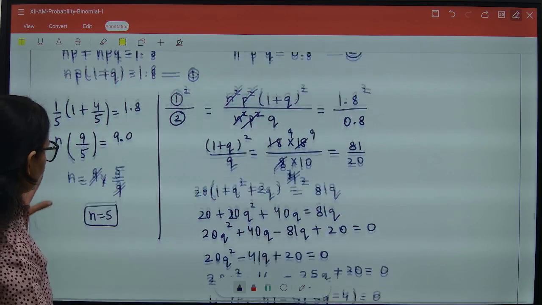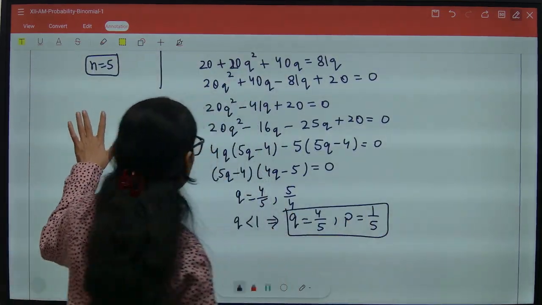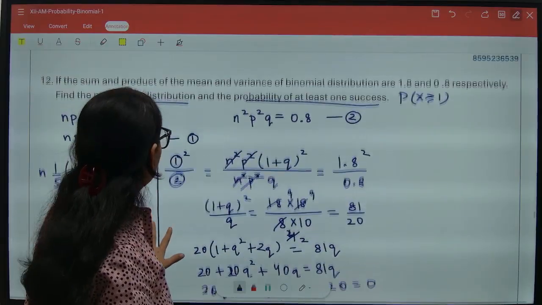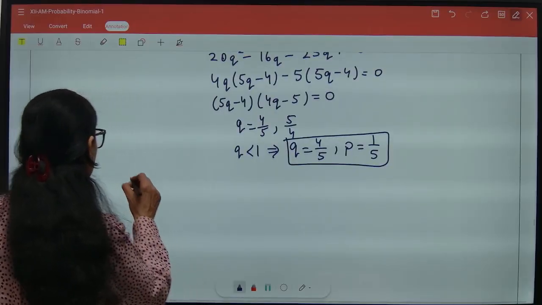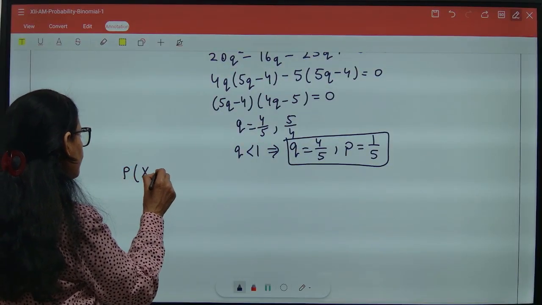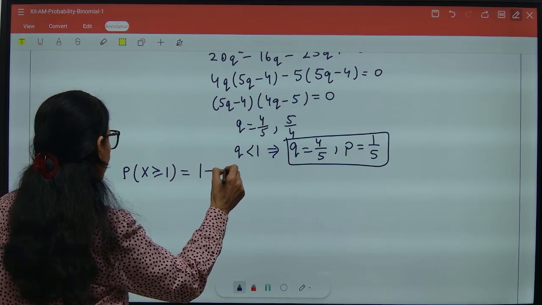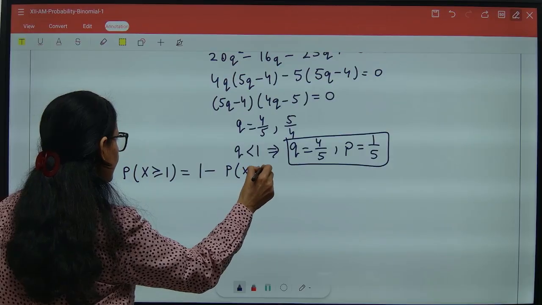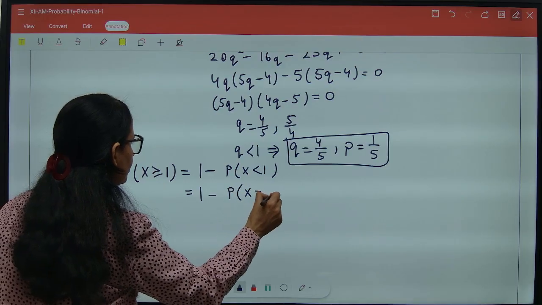Now we have the value of n also, we have the value of p and q also. All the three values we have, and now let's see what we need to find. We need to find the probability of at least one success. So that means we need probability of x being greater than equal to 1. So this is equal to 1 minus probability of x being less than 1. Less than 1 means probability of x being equal to 0.